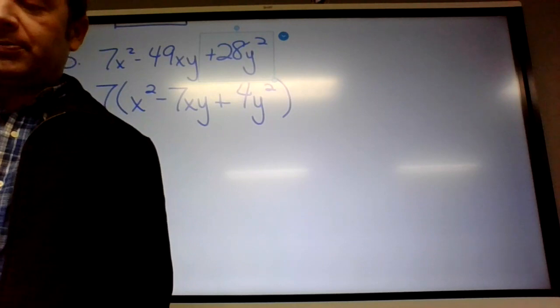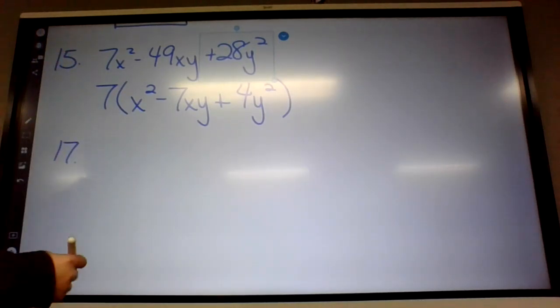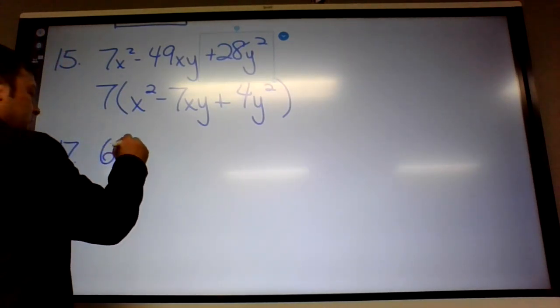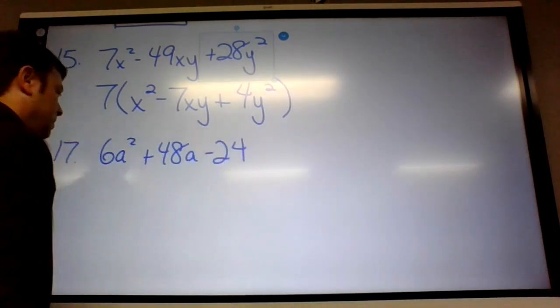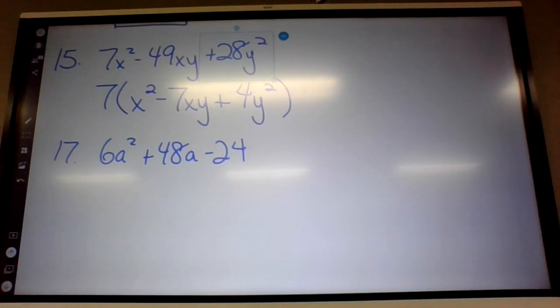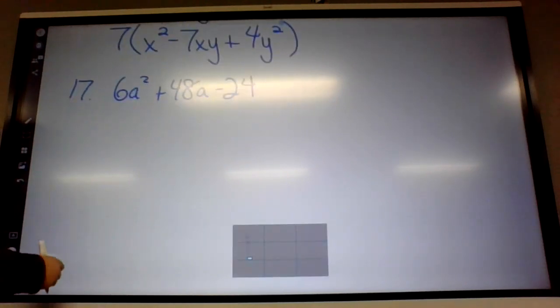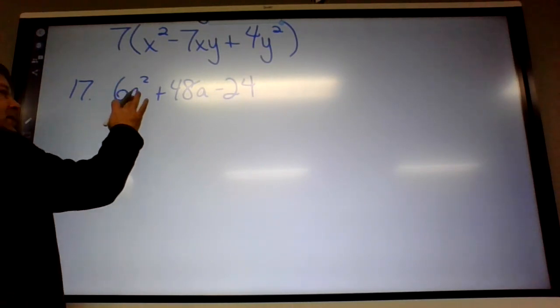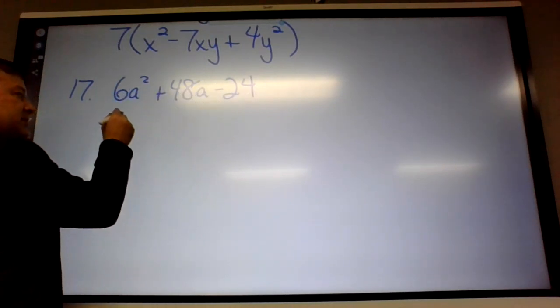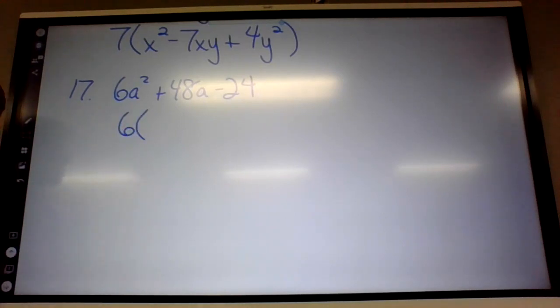Seventeen, 6a squared plus 48a minus 24. All right. What can I do on this one? 6. 6 comes out. How about A's? No, because the last term doesn't have any. So I'm going to take a 6 out.